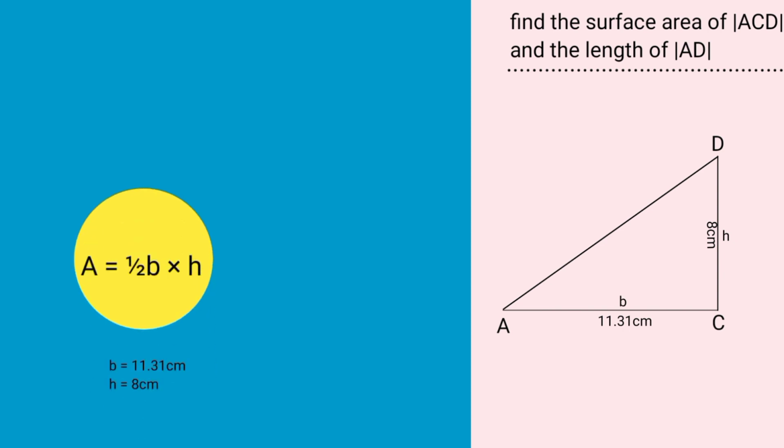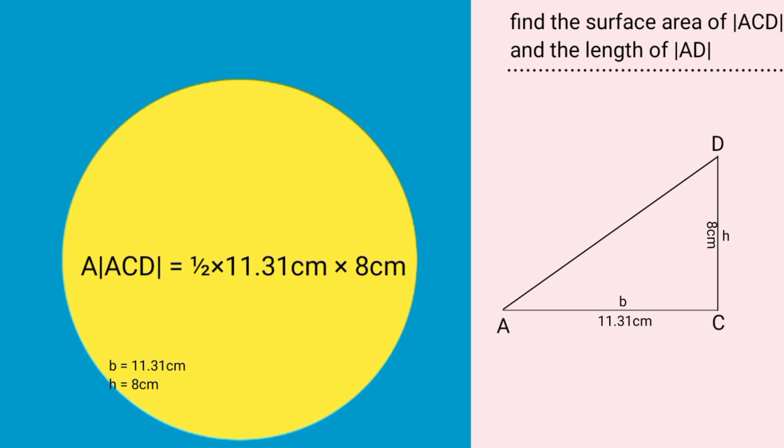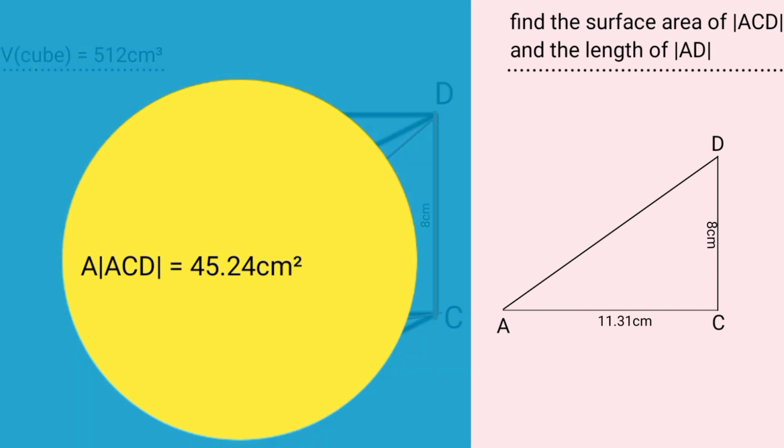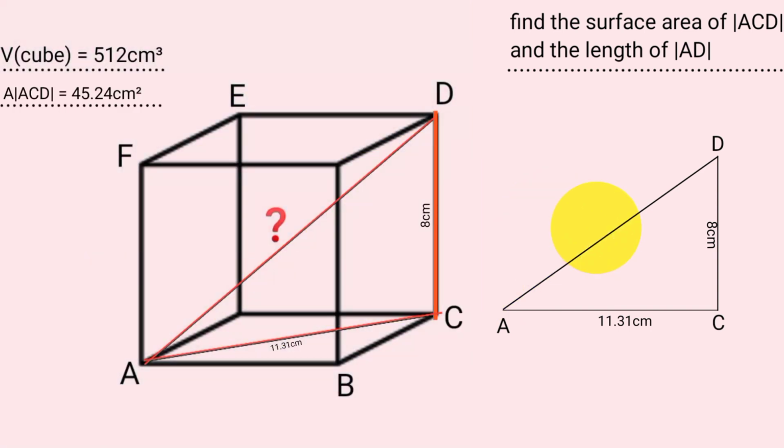Substituting into this equation here, area of triangle ACD now equal to 1 over 2 times 11.31 centimeters times 8 centimeters, which if you press your calculator equal to 45.24 centimeters squared. So we found the area of triangle ACD to be 45.24 centimeters squared. Coming back to line AD, how can we find its length?